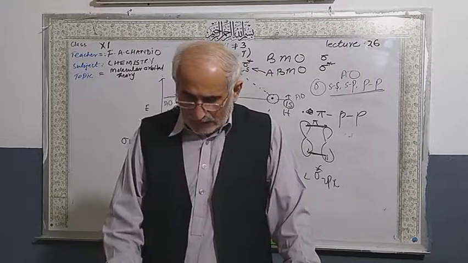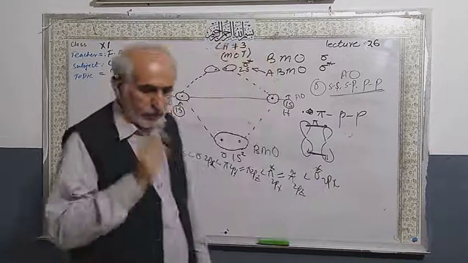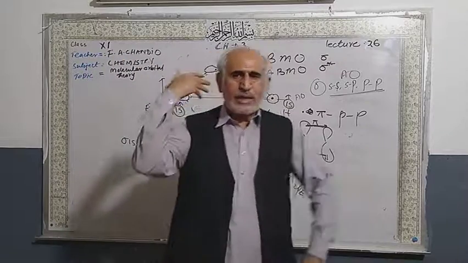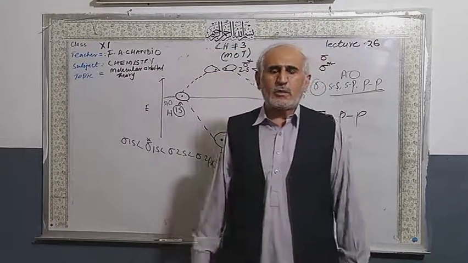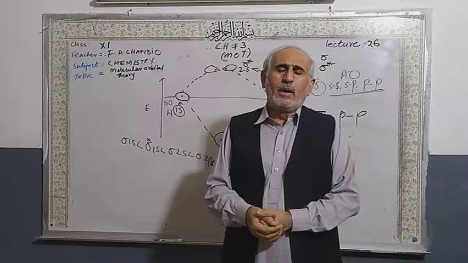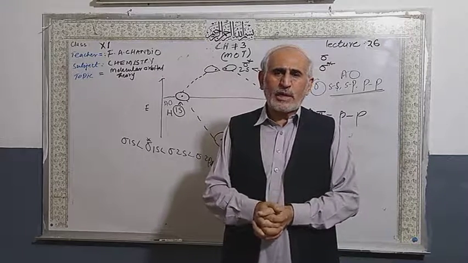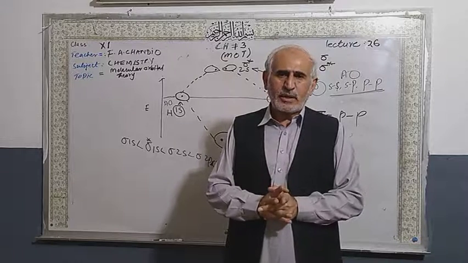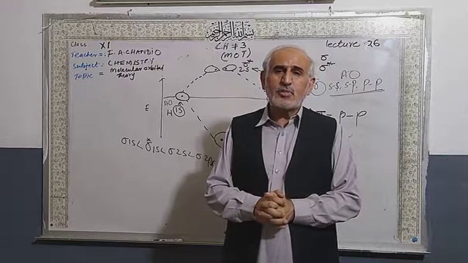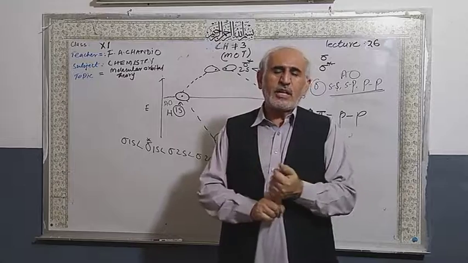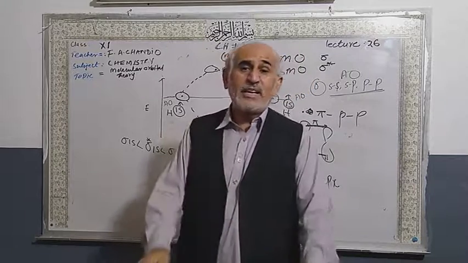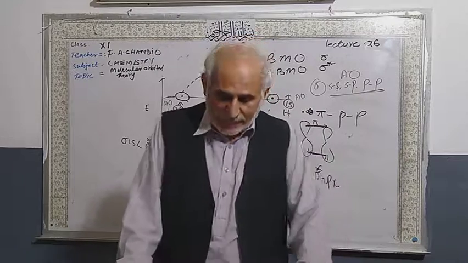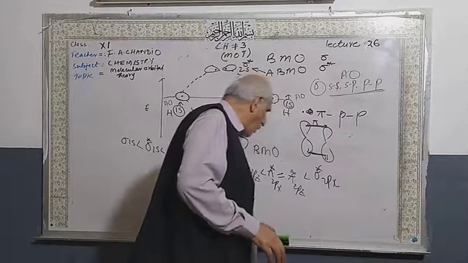Yes, this is the one thing. In the previous lecture, I told you molecular orbital theory is superior to both VSEPR and valence bond theory. The first thing I told you is that paramagnetic nature is explained by MO theory. And the second is bond order.